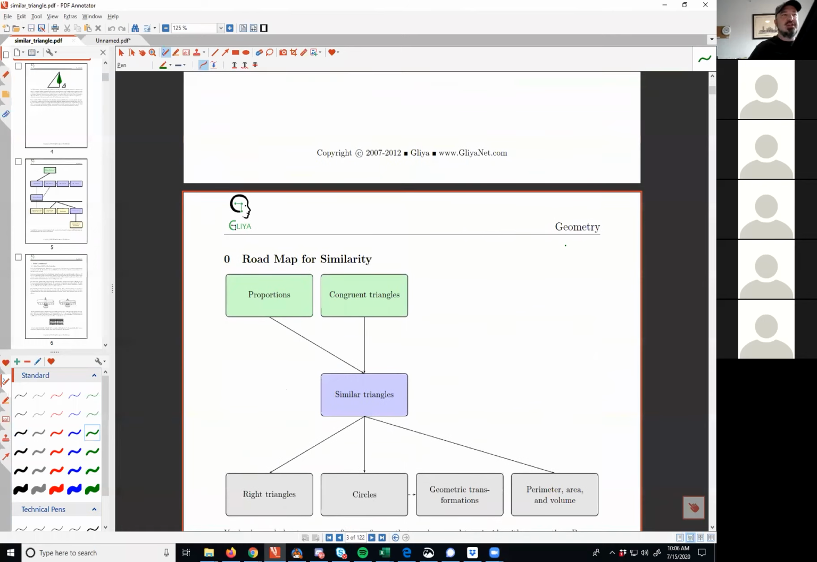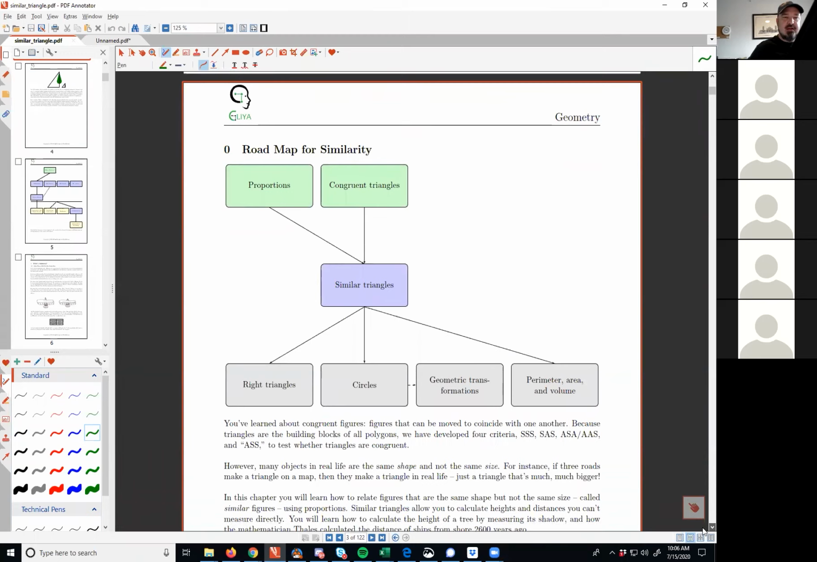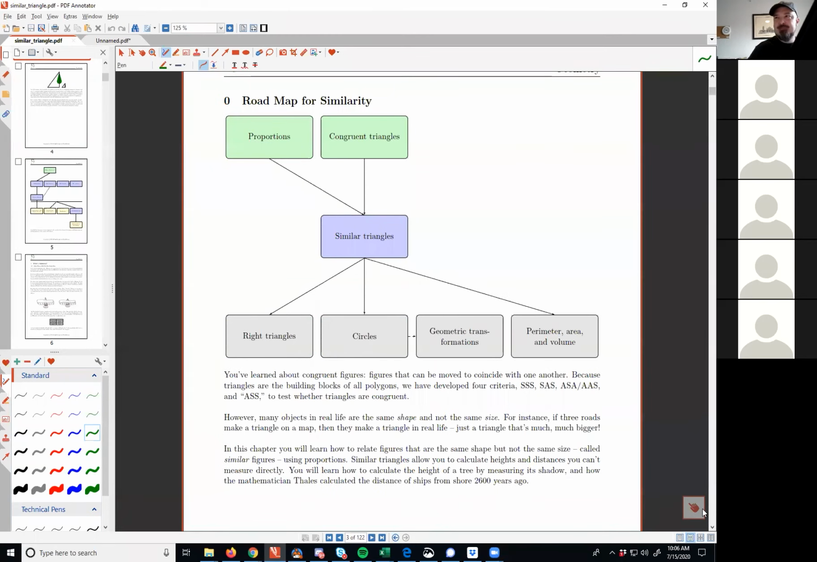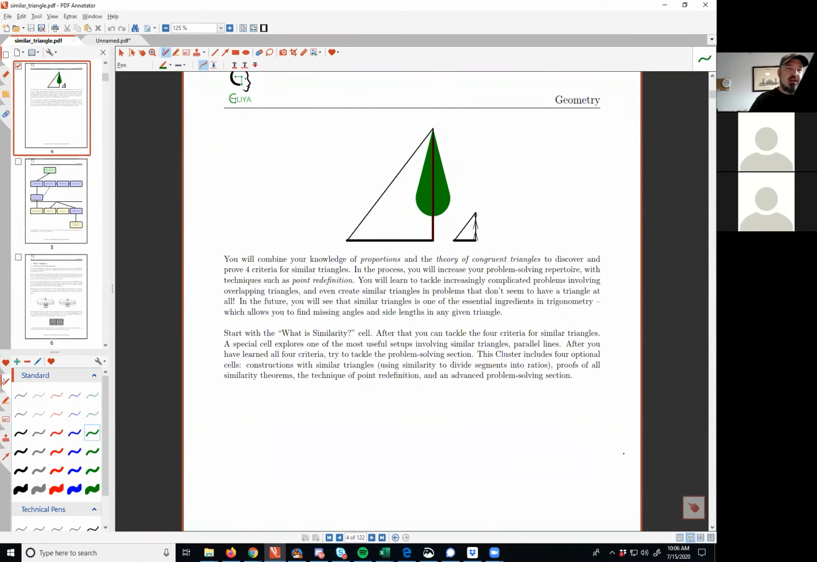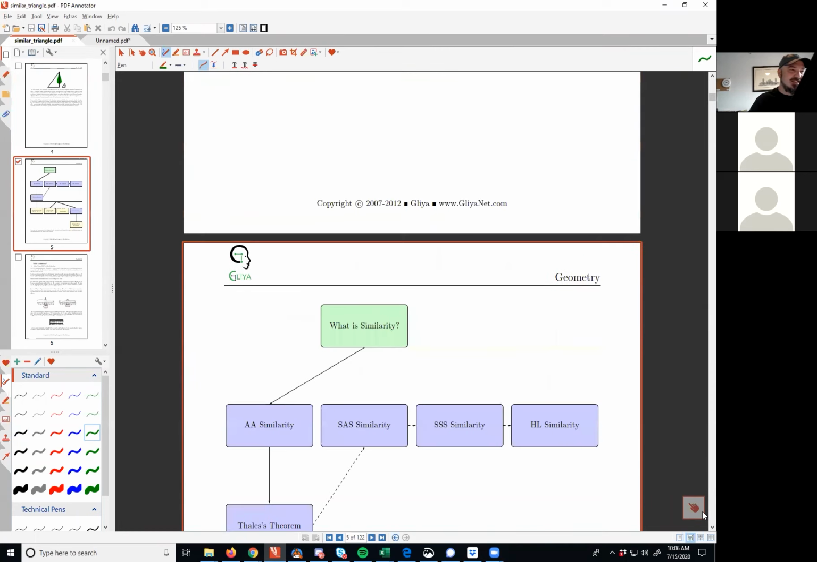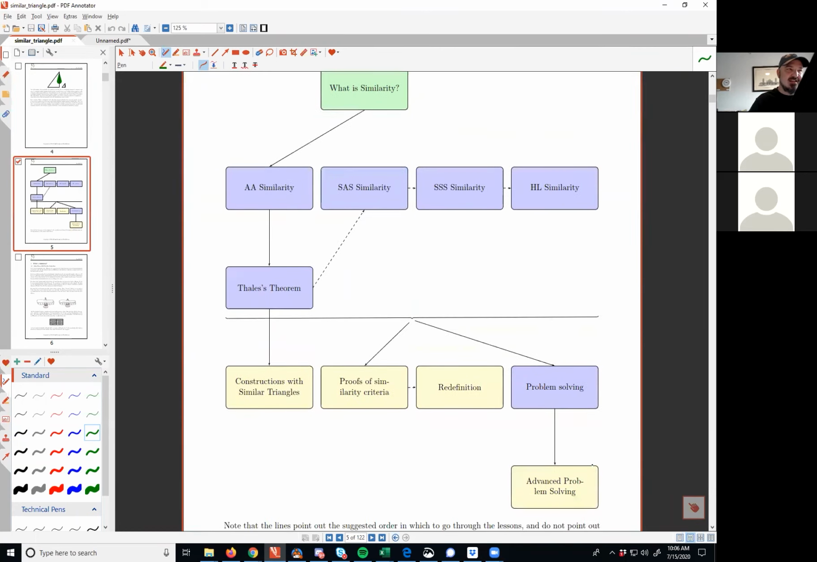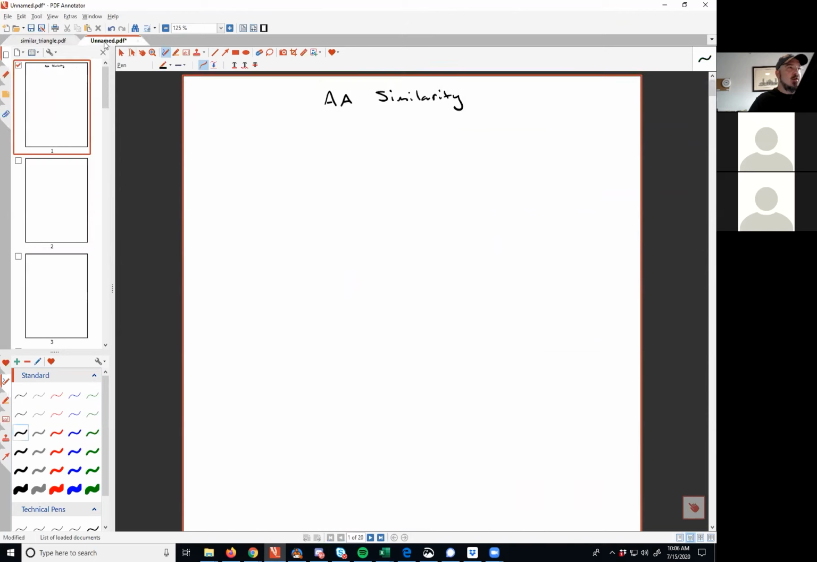I do want everyone to see this screen right here. And you all have this document, right? I would suggest possibly to keep it open throughout the discussion. But I started out on this screen, and then here's you in the tree. Okay, let's talk about AA similarity.